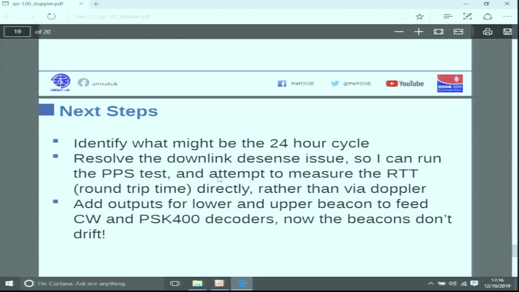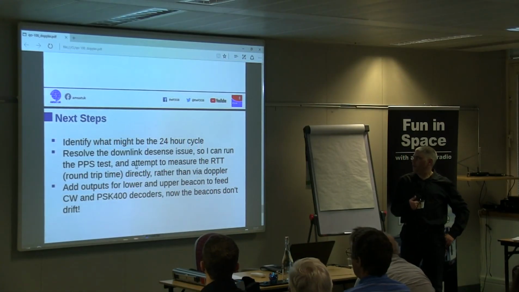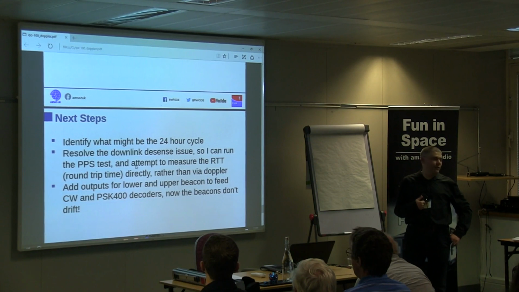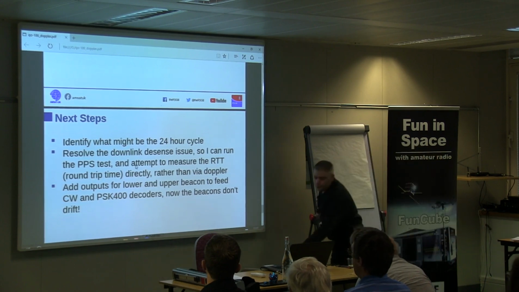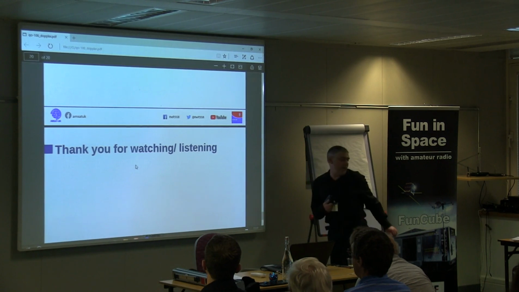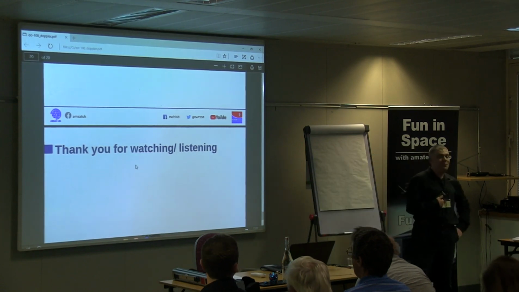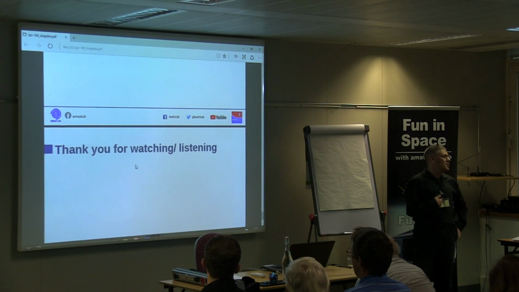So the next steps that I'm planning to do, well, I'll skip the first one. I've got to fix the downlink desense issue. And yes, I'll add outputs to the same flow graph for upper and lower beacons to feed the decoders appropriately. So yes, that's about it from me. Thank you for listening. I know it was a bit more sciencey than some of the others we've had, and quite dry, but at least I was actually able to measure the frequency and actually see something.